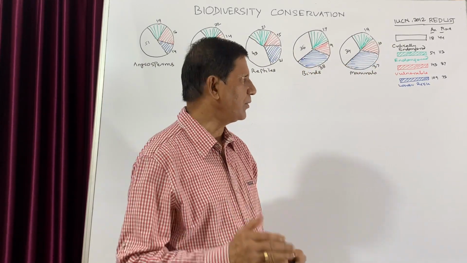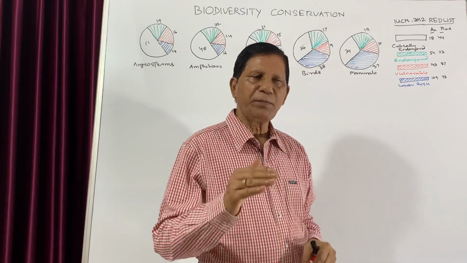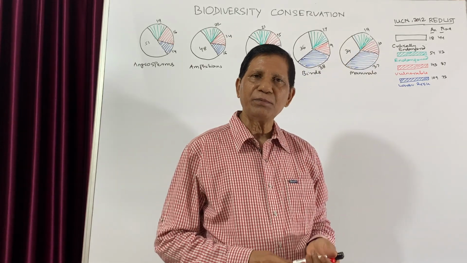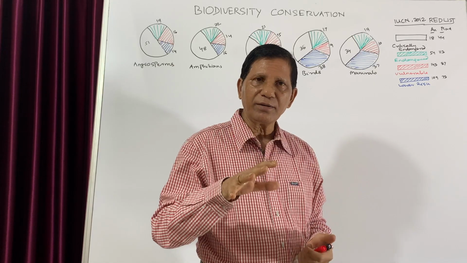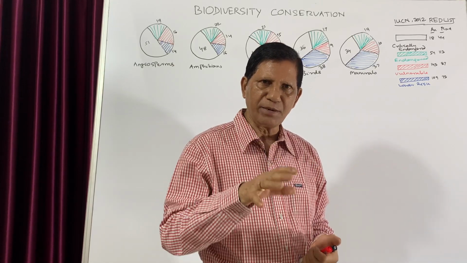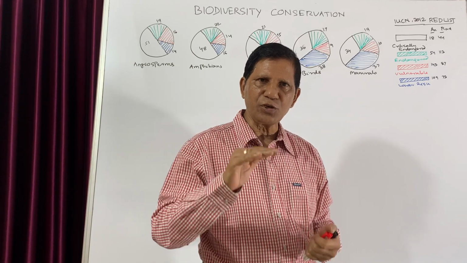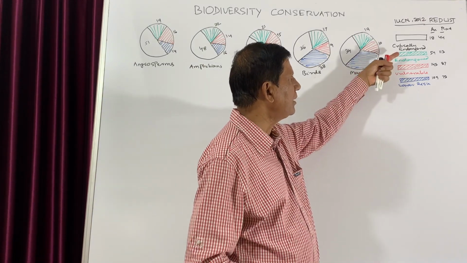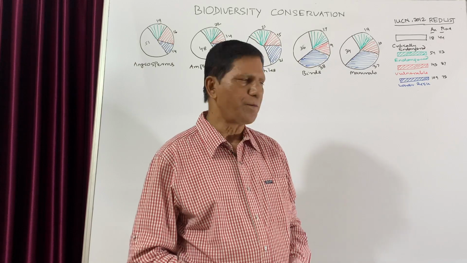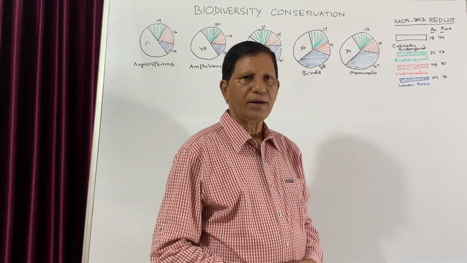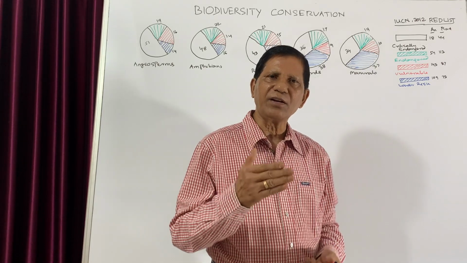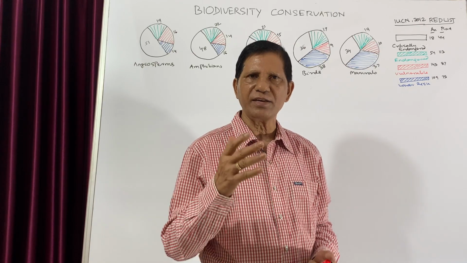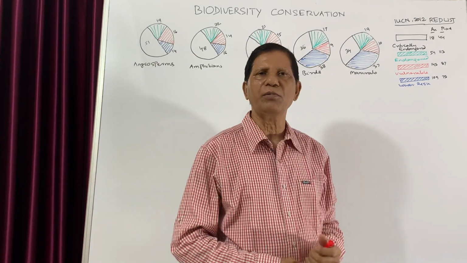And the third category is vulnerable. Vulnerable means these are not critically endangered or endangered, but if their number is very limited, they are almost endemic, and if proper care of these organisms is not taken at present, they will move to endangered and then to critically endangered. Then this blue one is known as low risk. That means these organisms at present don't have much risk, but unless proper care is taken, they will move to the vulnerable group.